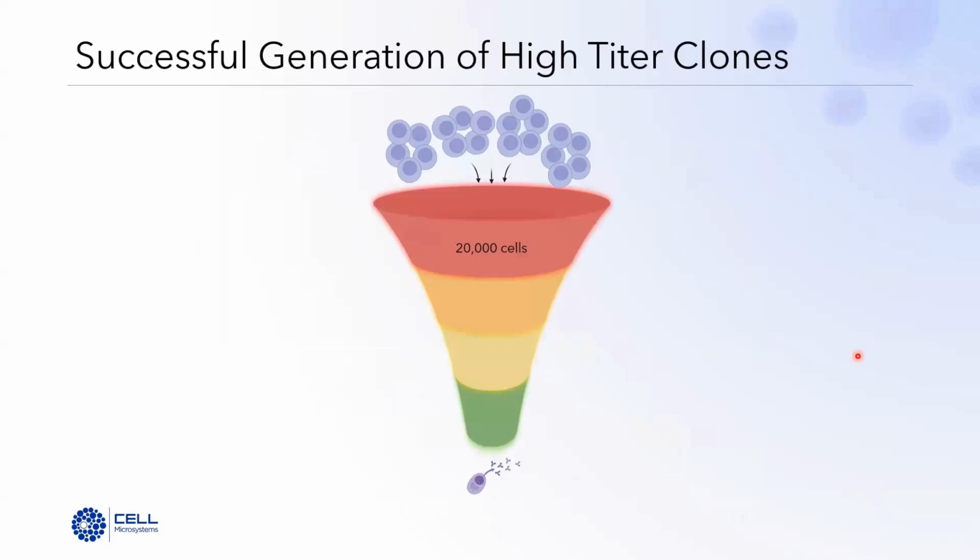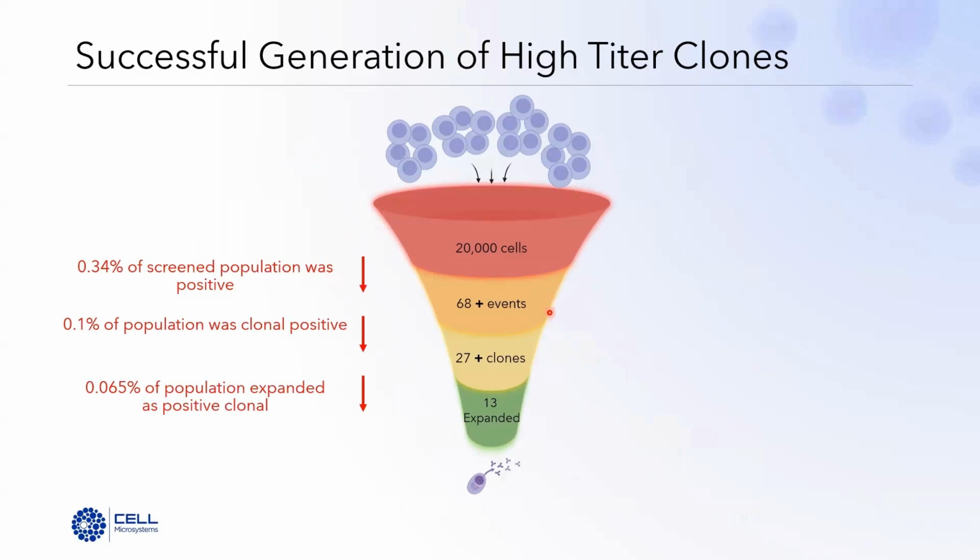I'd like to highlight the success of this workflow by showing you how important it is to do this at scale. We started the workflow with 20,000 cells in a single consumable and only 3 mLs of media. Of those 20,000 cells, there were 68 positive events, meaning only 68 of those 20,000 cells were secreting antibody. That's 0.34% of the population. Of those 68 events, only 27 were clonal, which is 0.1% of the population. And of those 27, only 13 were able to continue growing.